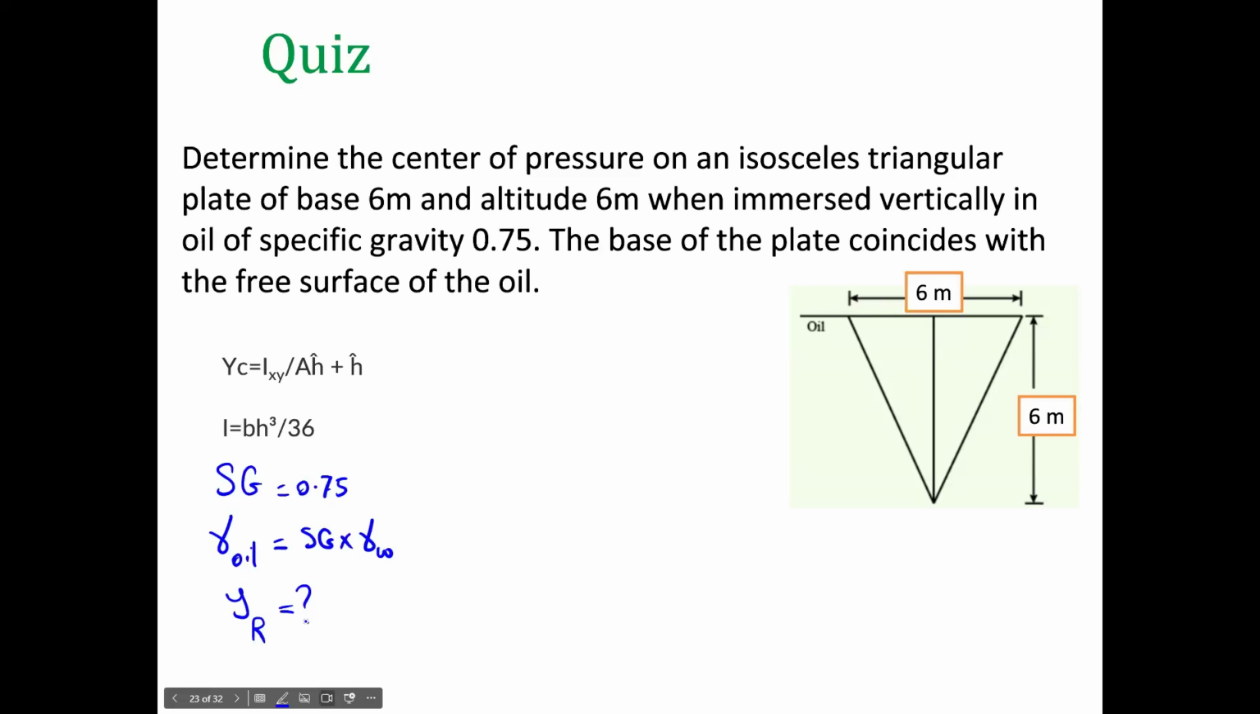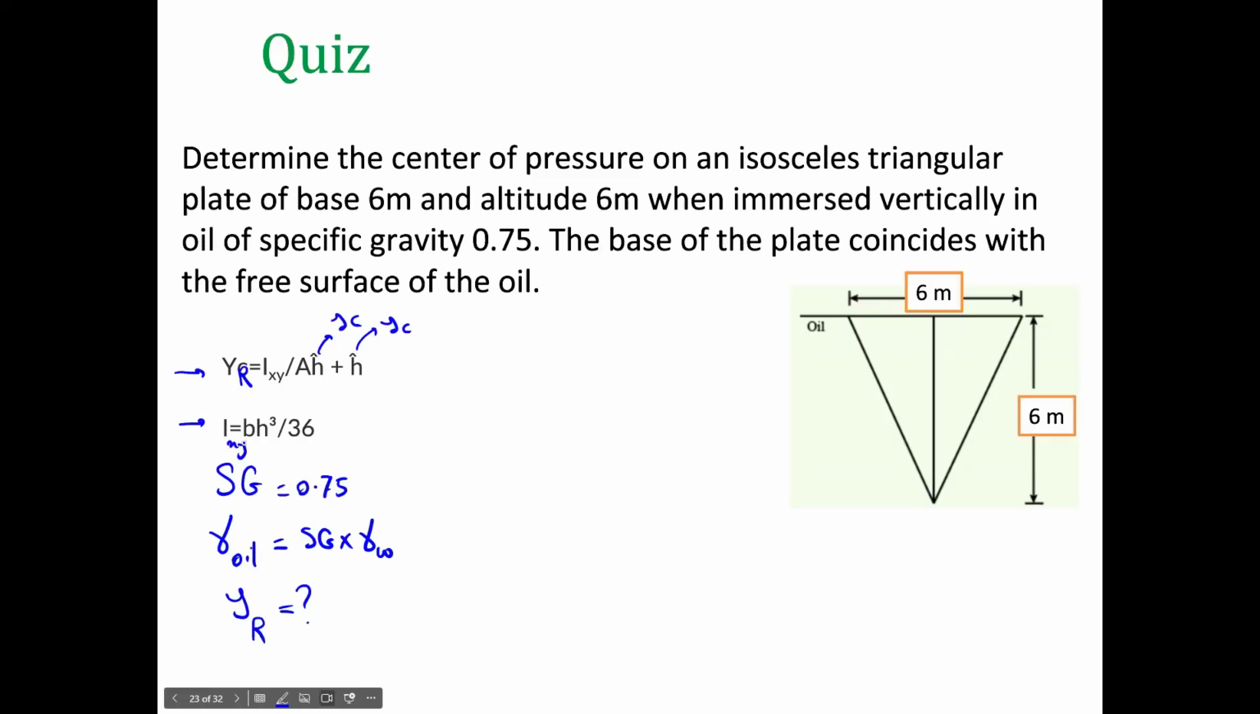So start to write and see if you can solve it. These are the two formulas that you need to know. Better to say YR. I think I will change it to YR. And you know H bar, right? This is YC. So I just need you to find YR.